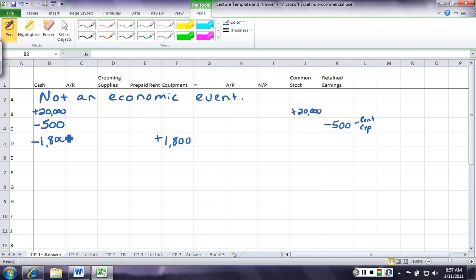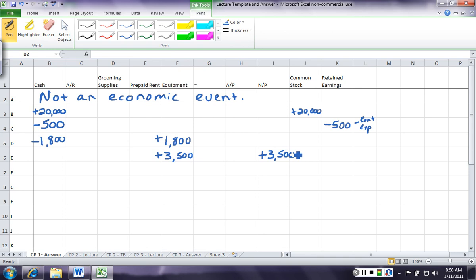On E, on November 2nd, they bought office equipment, cash registers, etc., by signing a note for $3,500. Once again, their equipment goes up, but this time they're going to have an increase in notes payable, or a liability.